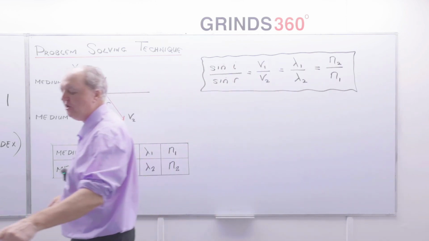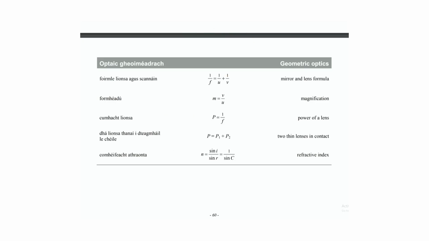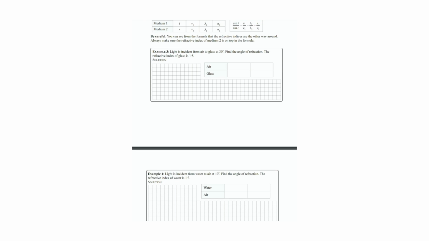If I actually have a look in my table book, page 60, I can see the refractive index n is equal to sine i over sine r. So that part of it is there. There's another part which we'll talk about later in the third part of this lesson. So let's have a look at some examples.